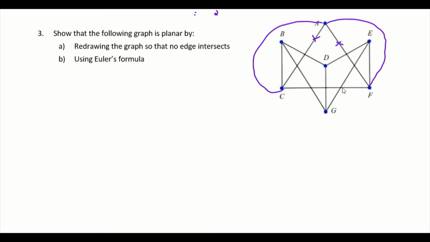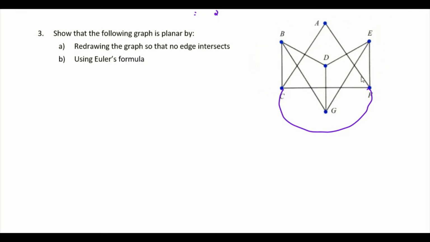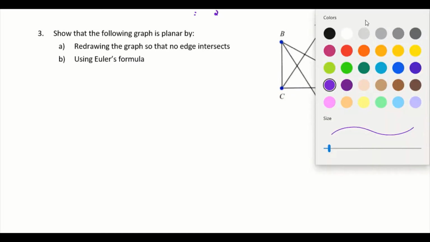Then the other thing is here. So it's the same idea as well. So you can see that CF is the line that crosses over BG, DG, and EG. So that's why it will be much easier that I just bring it outside. So this will just give me a planar graph after I move these three lines away. Okay, so now let's try to redraw the diagram.